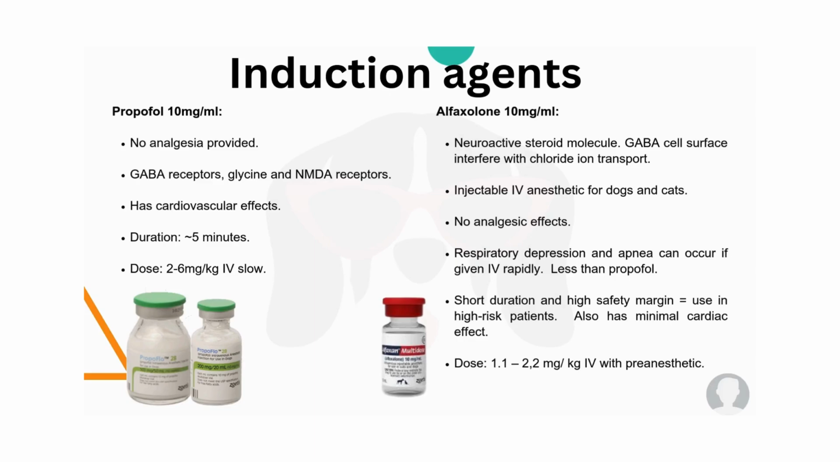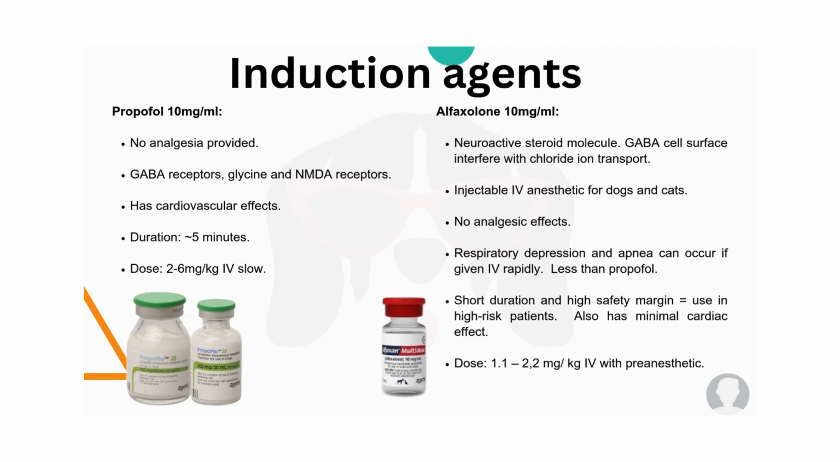Now we're going to talk about induction agents. For the CPE examination, you're going to have propofol, alfaxalone, or ketamine. Propofol comes in a 10 milligram per ml concentration. It does not provide any analgesia. It acts on GABA receptors, glycine, and NMDA receptors. It lasts about 5 minutes, and it may cause apnea when given too rapidly. The dose is 2 to 6 milligrams per kg IV slow.